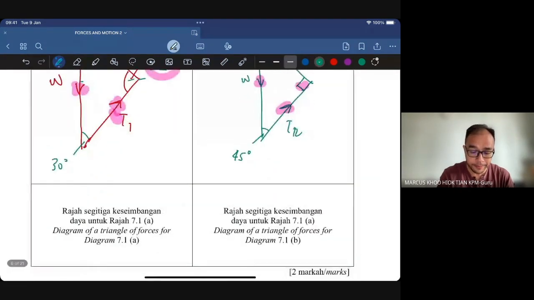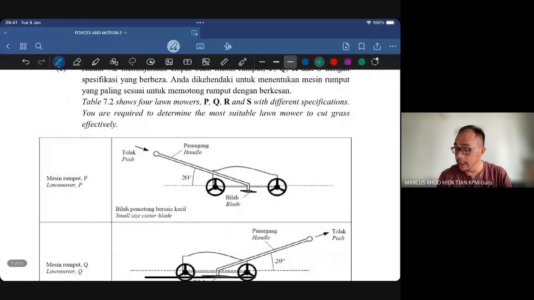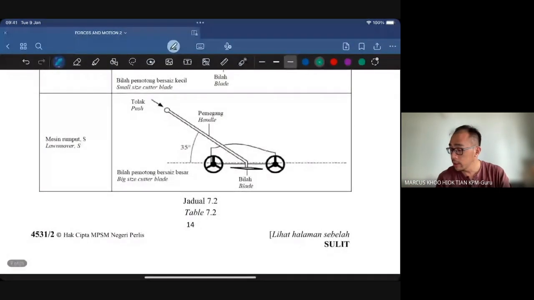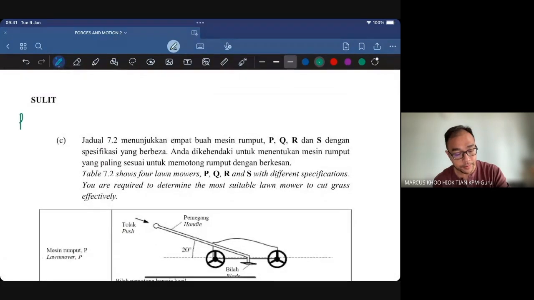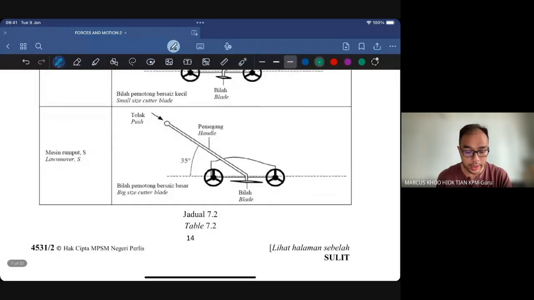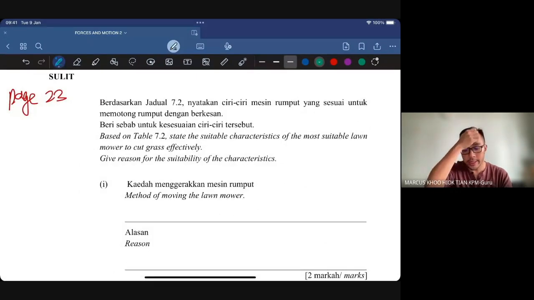Okay. All right. Table 7.2 shows 4 lawn mowers. Lawn mower question is also in the black book, I think. Yeah. This is page 23. If you have the black book, page 23 will give you the answers. But it's all here. So, based on 7.2, state the suitable characteristics of the most suitable lawn mower to cut the grass effectively.